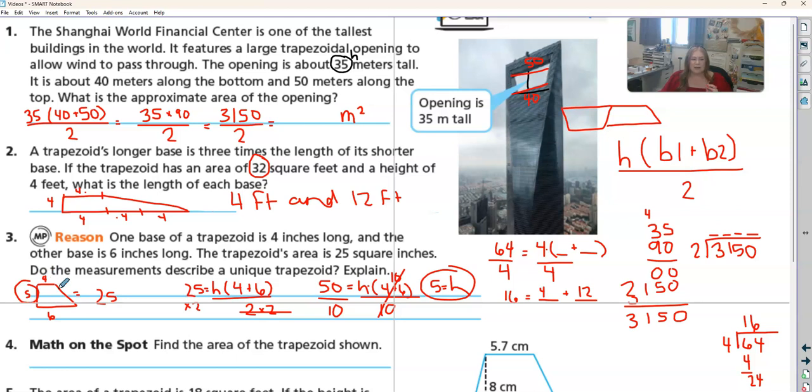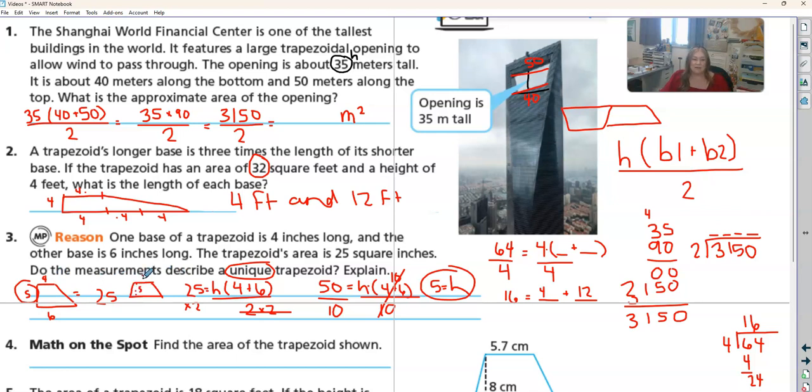Now, does the trapezoid have to look like this exactly? No, it could look like this, right? This could be 5, this could be 4, this could be 6. It could have a right angle. So is this a unique trapezoid? Is there only one way to draw this? No, there is not. So show me 2 different drawings of what this trapezoid could look like.